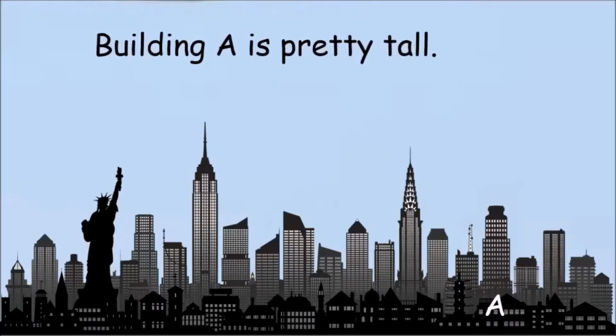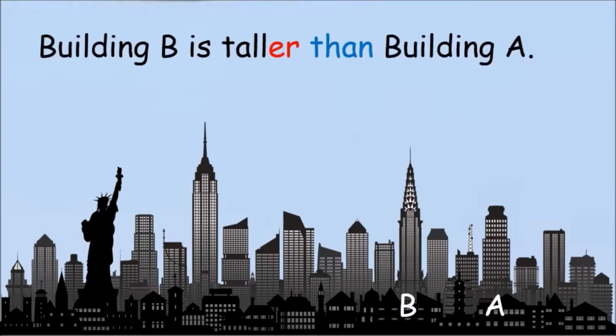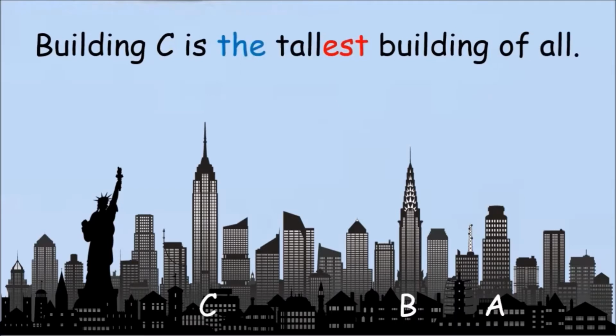Here are some sample sentences. Building A is pretty tall. Building B is taller than Building A. Building C is the tallest building of all.